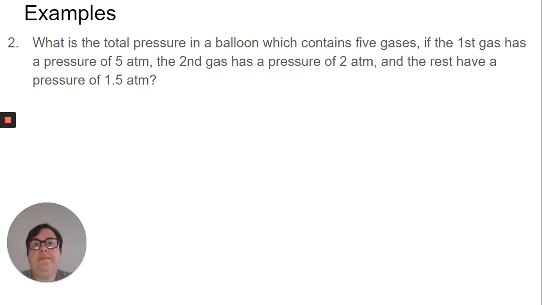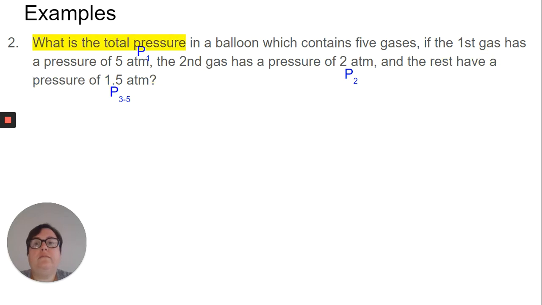Let's look at one more. Hopefully you find these to be the easiest type of gas law problem. So here in this problem, we are told that there are 5 gases. The first gas has a pressure of 5 atm, so we're going to label that P1. The second gas has a pressure of 2 atm, so we're going to label that P2. Then it says the rest have a pressure of 1.5. So we don't know what P3, P4, and P5 are. We just know that P3 through 5, all of those together, have a pressure of 1.5.